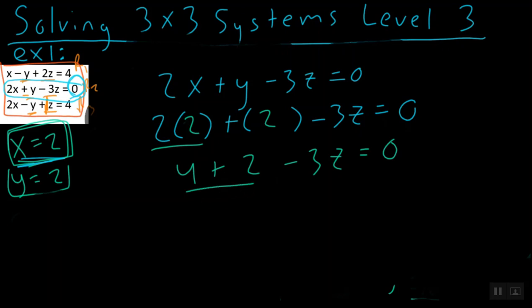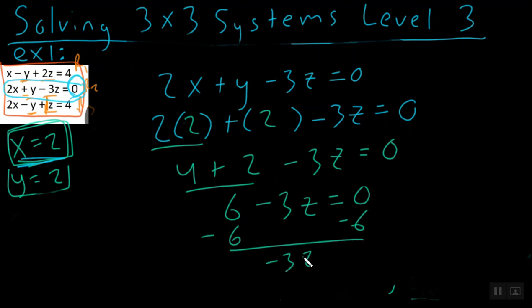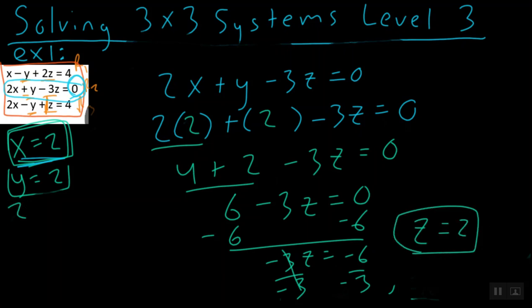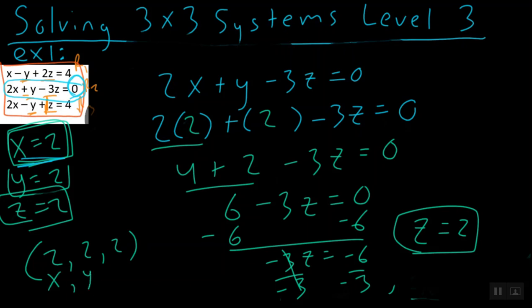Well, of course, y'all know what 4 plus 2 is. That's 6 minus 3z is equal to 0. And we'll just solve. We'll subtract 6 from both sides. Now I have negative 3z is equal to 0 minus 6, which is negative 6. And we'll divide both sides by negative 3. And check this out. Z is also equal to positive 2. So it's almost like I planned this out. And so our answer is really 2, 2, 2. Remember, because our solution is always x, y, z.